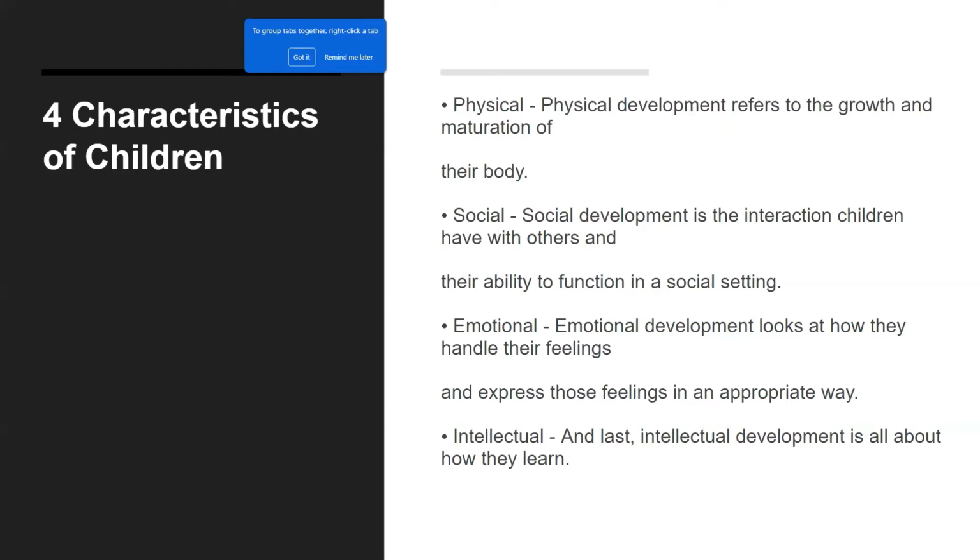So there are four major characteristics of children. The first one is physical, and that's just the physical development, which refers to how you grow and how you develop throughout your life. Social development is the interaction children have with others and the ability to be social, make new friends, and overall function in a social setting. Emotional development looks at how they handle and express their feelings and how they mature in expressing those feelings in an appropriate way. And intellectual development is basically about how they learn.